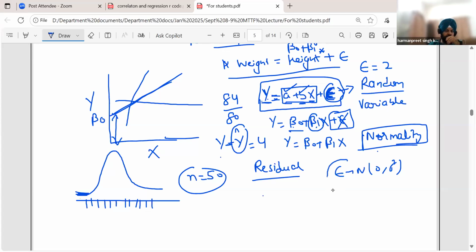Now further, we have this error term as a random variable that must satisfy the condition of a normal distribution with mean 0 and variance sigma squared. As already explained, the value of sigma squared is not known to us, so we estimate it from the sample observation. Okay, so that is another thing.